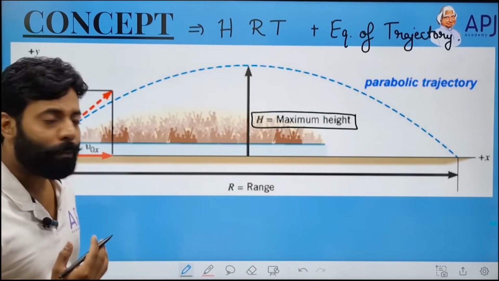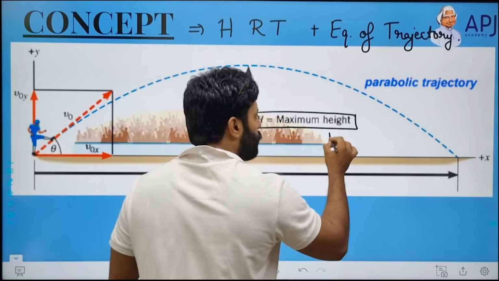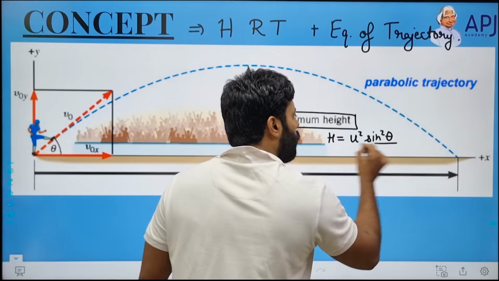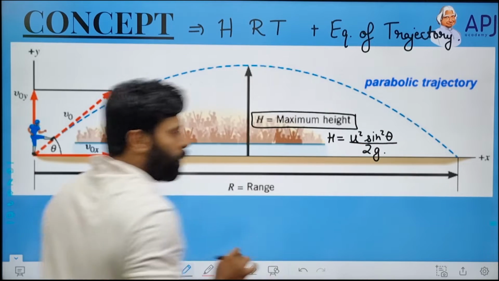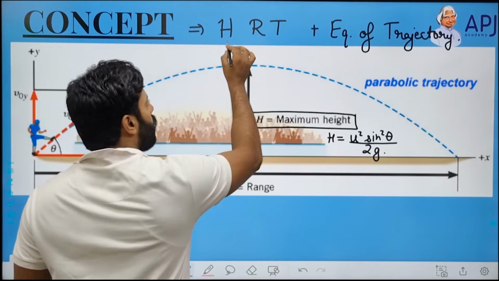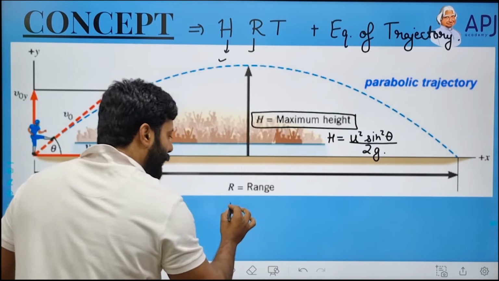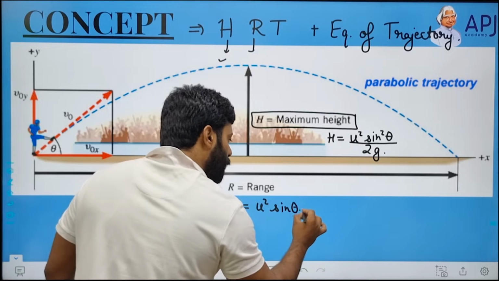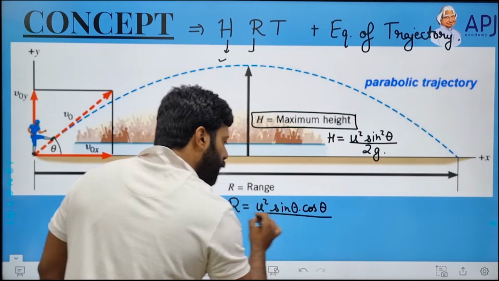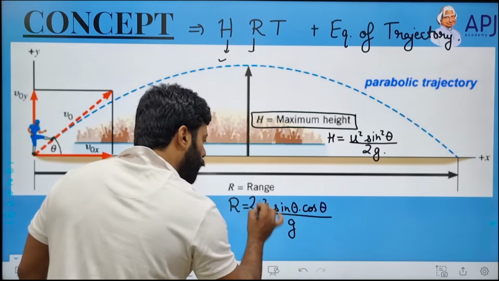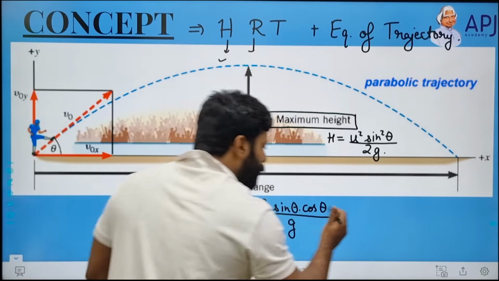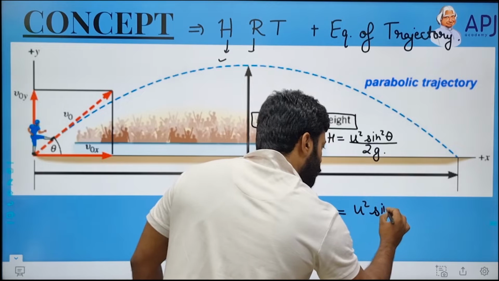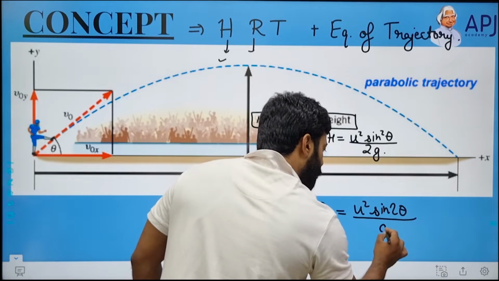The formula for maximum height is H equals u square sine square theta by 2g. The value of range is u square sine theta cos theta by g, and a 2 also comes here. We can also write this formula as u square sine 2 theta by g.